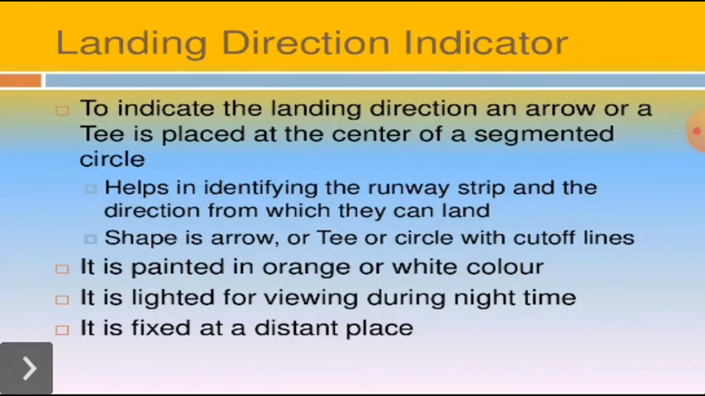Then landing direction indicator. To indicate the landing direction, an arrow or a T is placed at the center of a segmented circle. It helps in identifying the runway strip and the direction from which they can land. The shape of the landing direction indicator is an arrow or T or circle with cut-off lines. It is painted in orange or white color. Also, it is lighted for viewing during night time. It is fixed at a distant place.